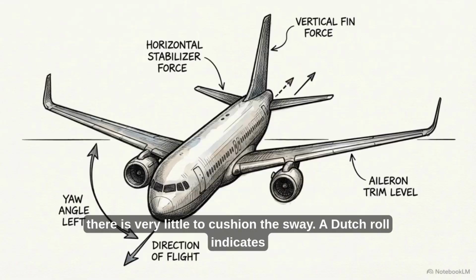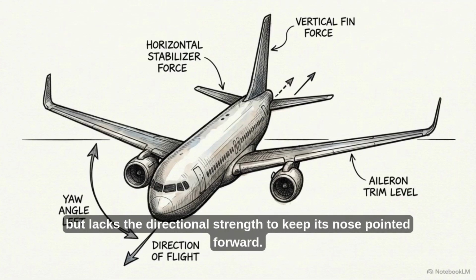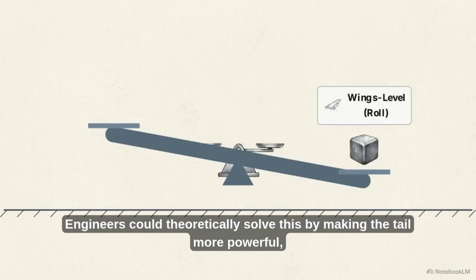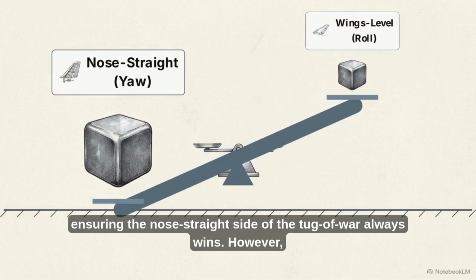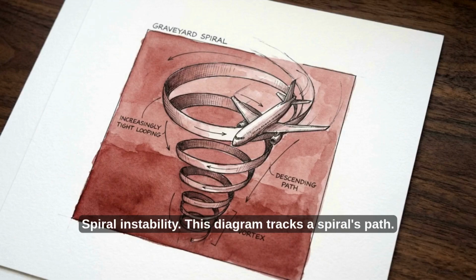A Dutch roll indicates an aircraft is highly effective at leveling its wings, but lacks the directional strength to keep its nose pointed forward. Engineers could theoretically solve this by making the tail more powerful, ensuring the nose-straight side of the tug-of-war always wins. However, prioritizing directional stability over roll stability creates a different hazard: spiral instability.